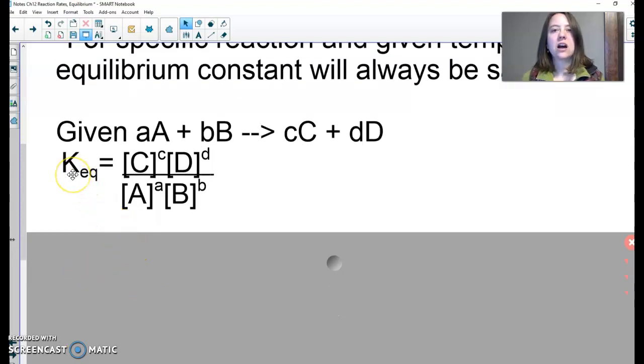Okay, so please write that down and then let's talk about this. K is our constant. Our equilibrium constant is equal to the, and these brackets mean concentration, the concentration of product C raised to the exponent of its coefficient, and then the concentration of product D raised to the exponent of its coefficient, all divided by the concentration of reactant A raised to the power of its coefficient times the concentration of reactant B raised to the power of its coefficient.